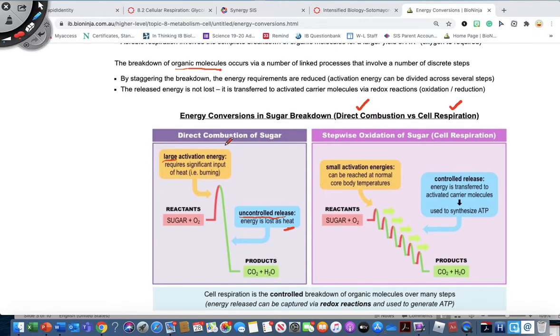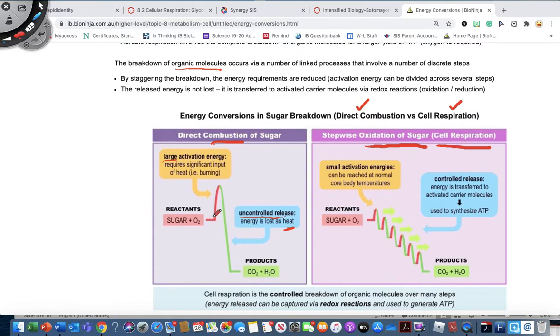Now, combustion of sugars can definitely happen, but in cellular respiration, the sugar is not combusted, right? Because again, this is happening in our bodies. This is happening within our cells, so we can't just burn the glucose in our cells. So our bodies have devised a more efficient method through the oxidation of sugar. And this is what we refer to as cellular respiration.